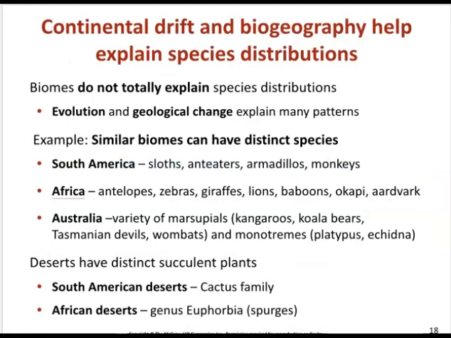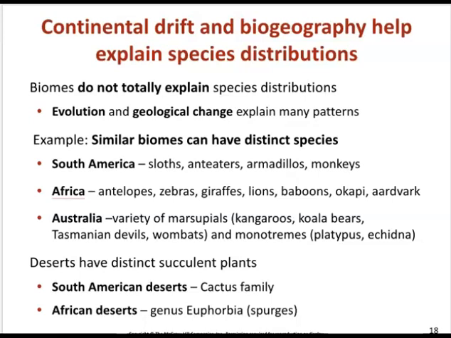So next we talk about continental drift and biogeography. And we see that biomes don't exactly explain why species are distributed the way they are. Part of it is evolution, and part of it is geological change. So part is the biome, but part is change in geology over time, the history of the earth, right? So there are similar biomes in the world that have very distinct species.